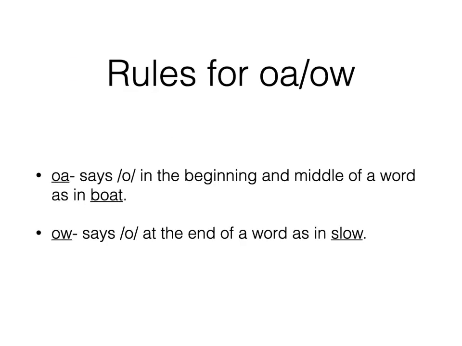The first thing you need to remember from your training is that OA says O in the middle. Now, it really says it in the beginning or middle. That's probably a bit too long for your students to remember. So our little jingle is going to be OA says O in the middle. You will have to show them other words, perhaps on a second day, where OA is coming at the beginning, like in oak or oath. And OW says O at the end of a word, just like you see in that word slow.